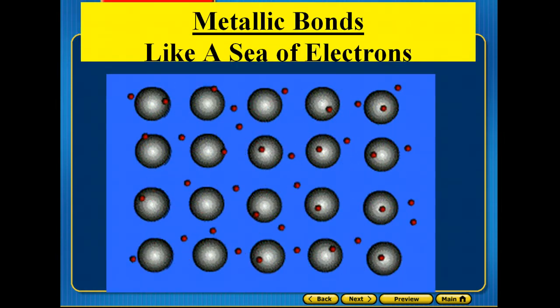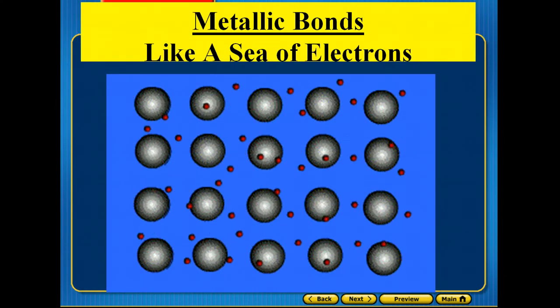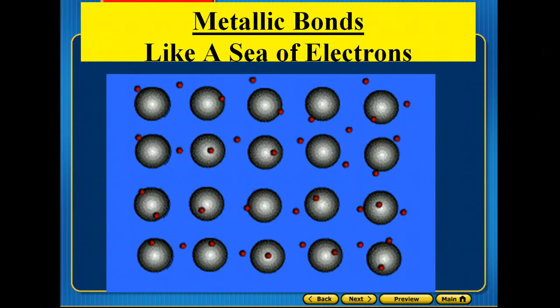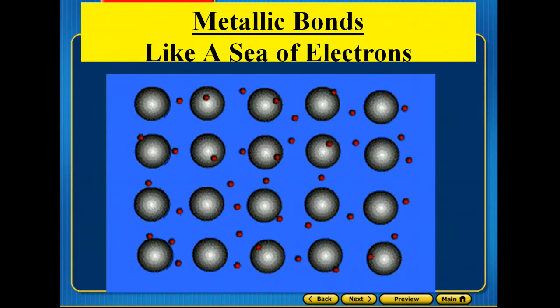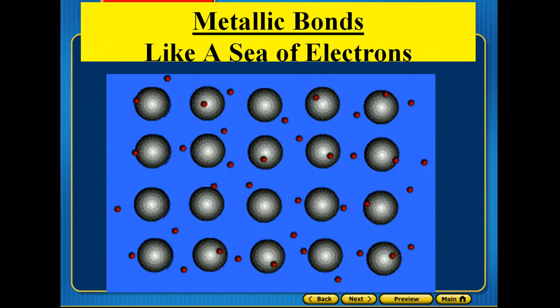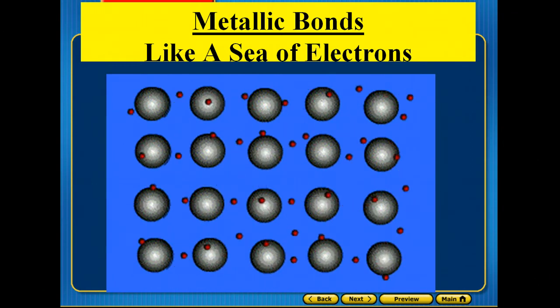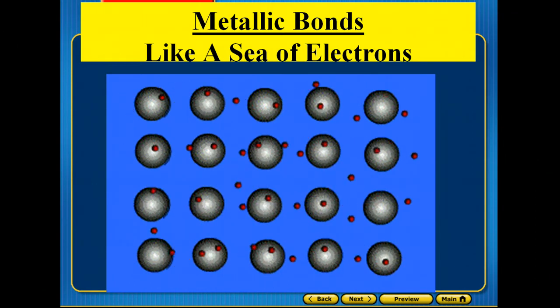Now here's our metallic bonds, and I told you it's like a sea of electrons. If the little red dots are the electrons, you see there's just a lot of electrons floating through this matrix of this metallic structure, and so it's easy for the atoms to get the electrons they need.